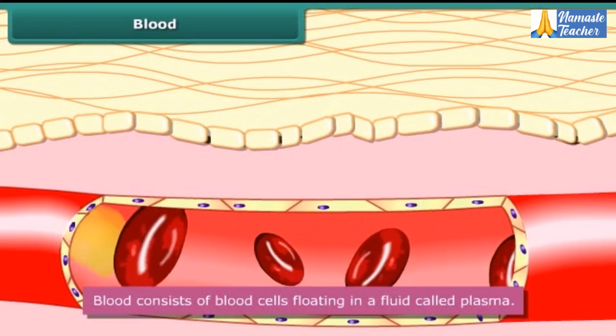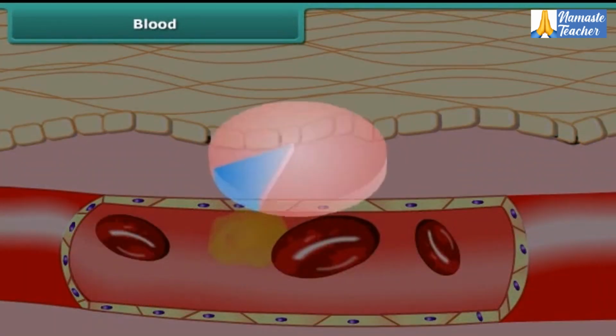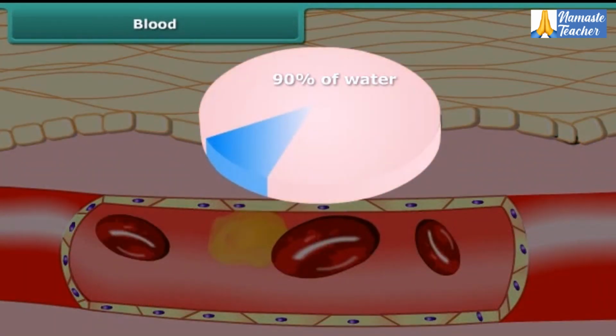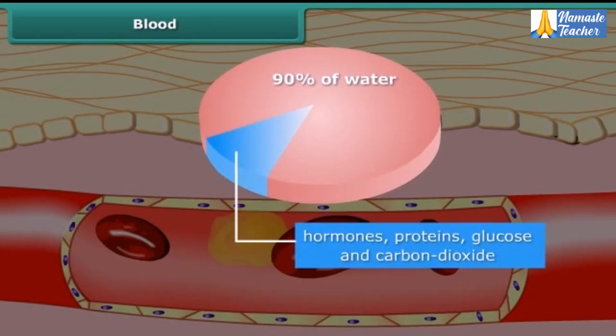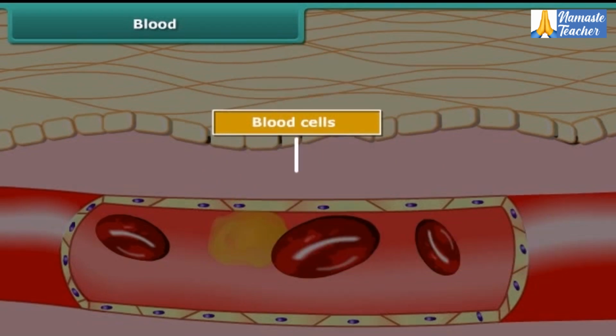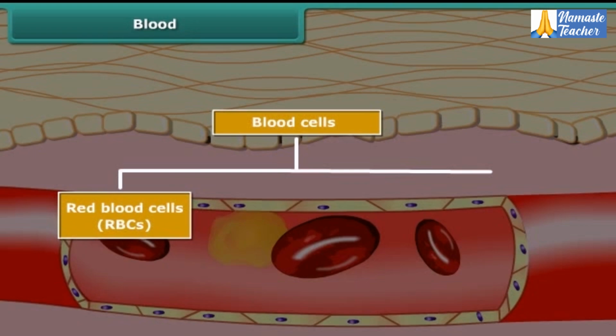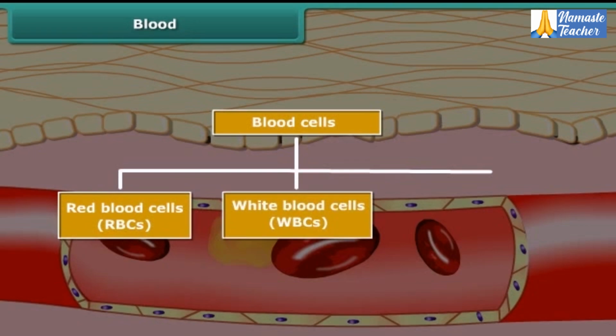Plasma is yellow in color. 90% of it is water. Besides water, plasma contains hormones, proteins, glucose, and carbon dioxide. There are three types of blood cells: red blood cells, RBCs, white blood cells, WBCs, and platelets.